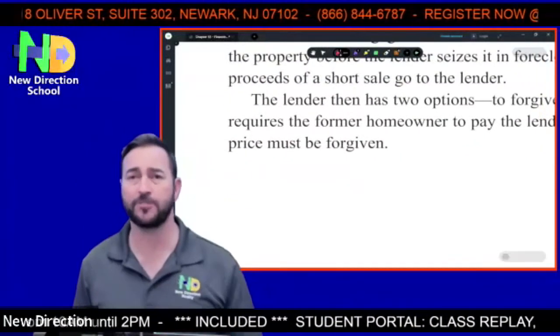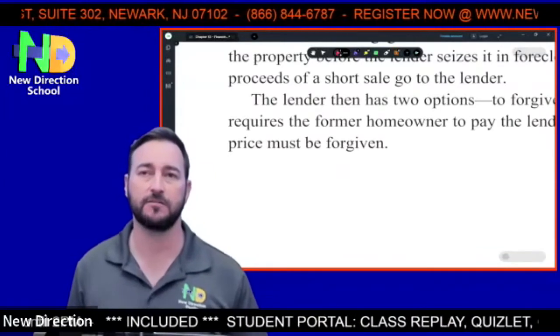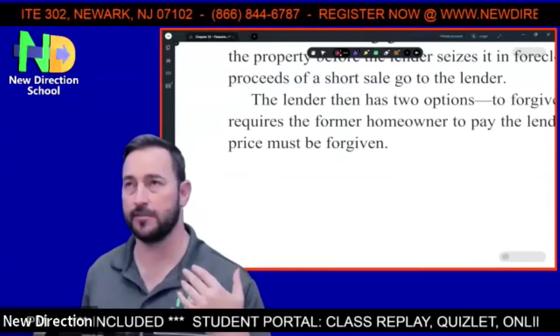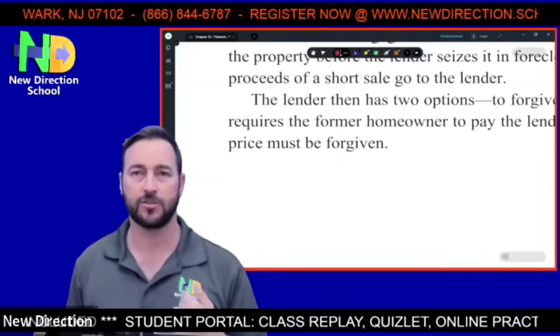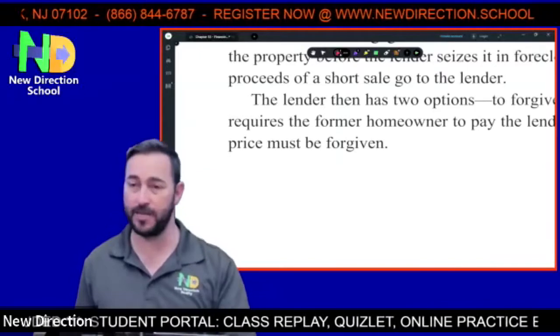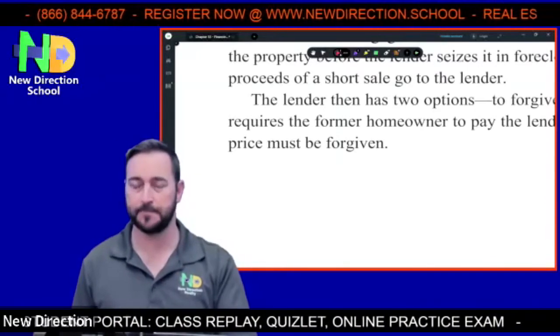So can they come after you if you accept a short sale? No, because a short sale in the eyes of some of the states is a settlement. So if the lender agrees to allow you to sell for less, they also agree to waive the difference. It's a settlement. Does that make sense, guys?